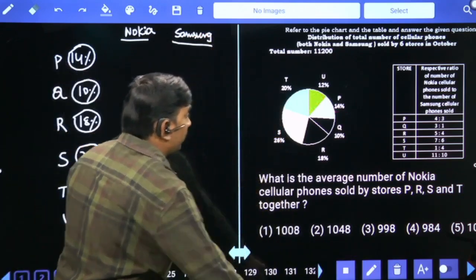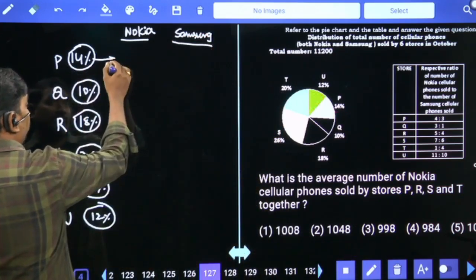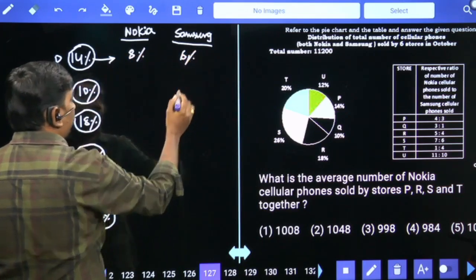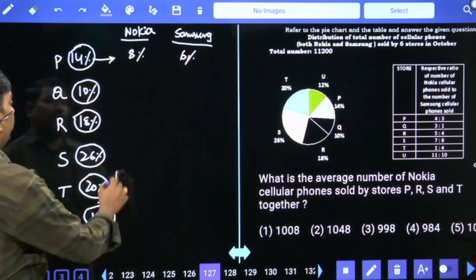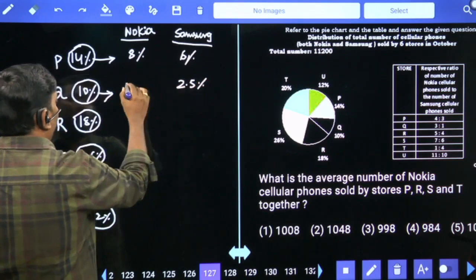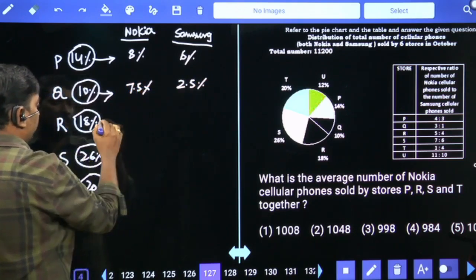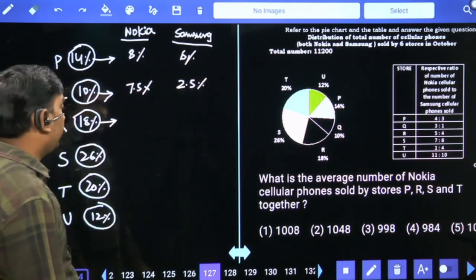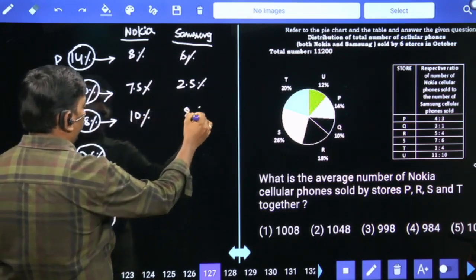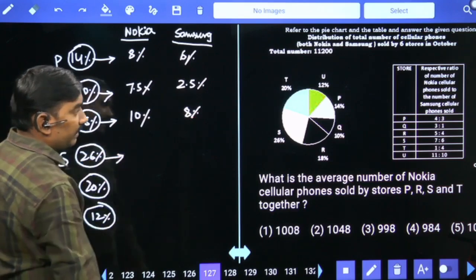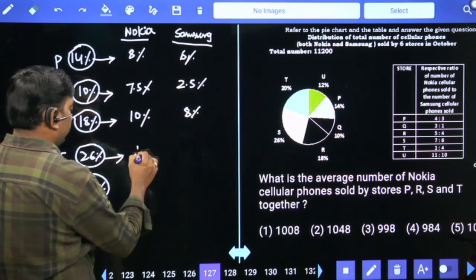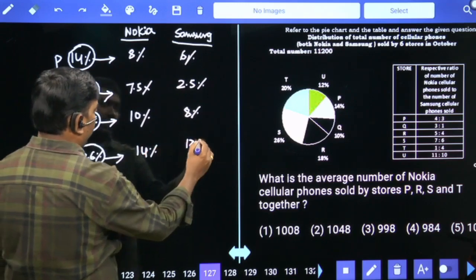In P, ratio given as 4:3, 7 parts value 14, 4 parts value 8, 3 parts value 6. Q, 4 parts value 10, 1 part value 2.5, 3 parts value 7.5%. R, 9 parts value 18, 5 parts value 10, 4 parts value 8. S, 13 parts value 26, 1 part value 2%, 7 2s are 14, 6 2s are 12%.